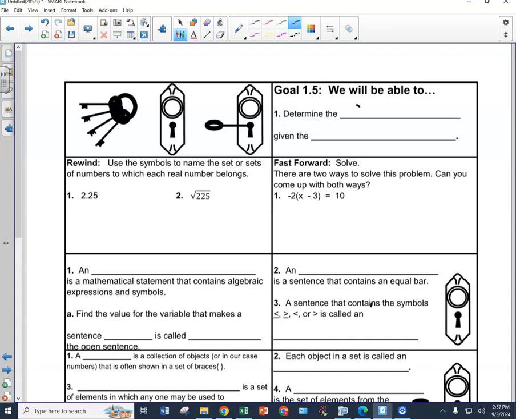We're going to determine the solution set, given a replacement set. We'll talk about what those mean here in a second. All right, so a couple things.